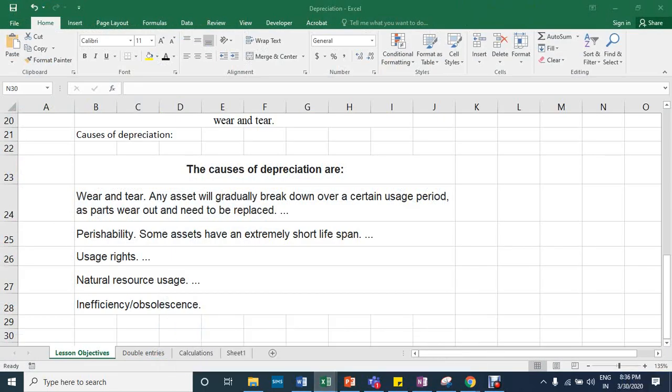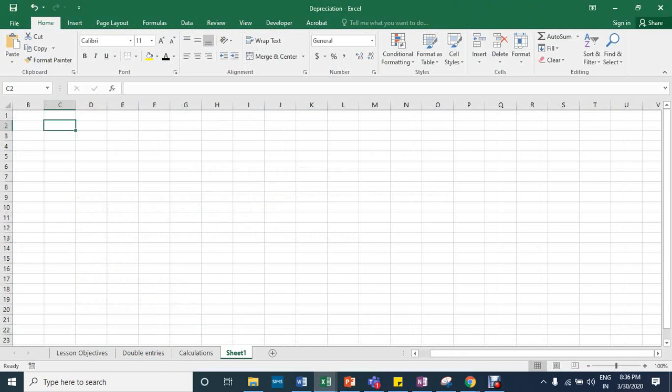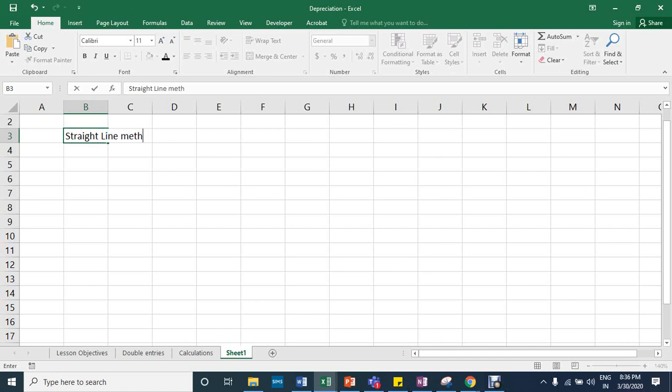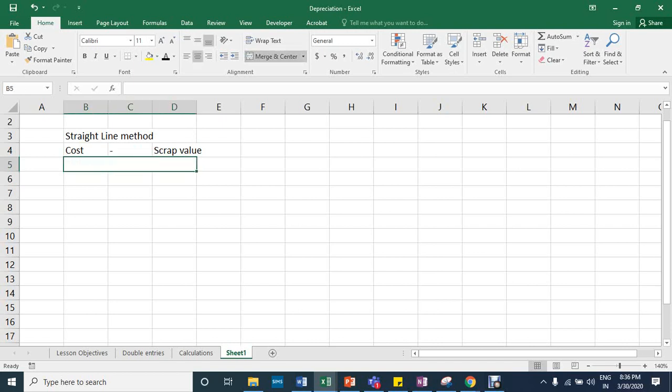Now let's see a question. We are doing a question for straight line method. Under straight line method, there are two formulas. One is you take the cost, you take away your scrap value, and then you divide this by the useful lifetime.